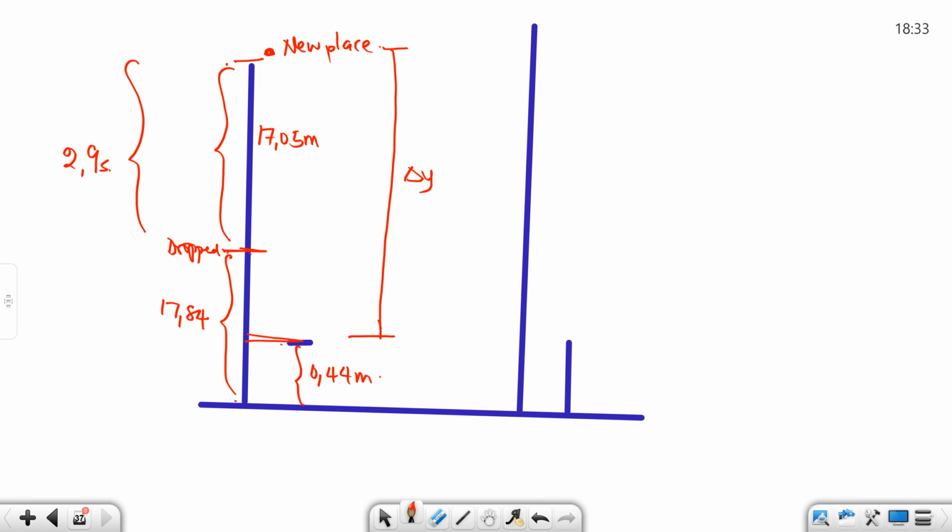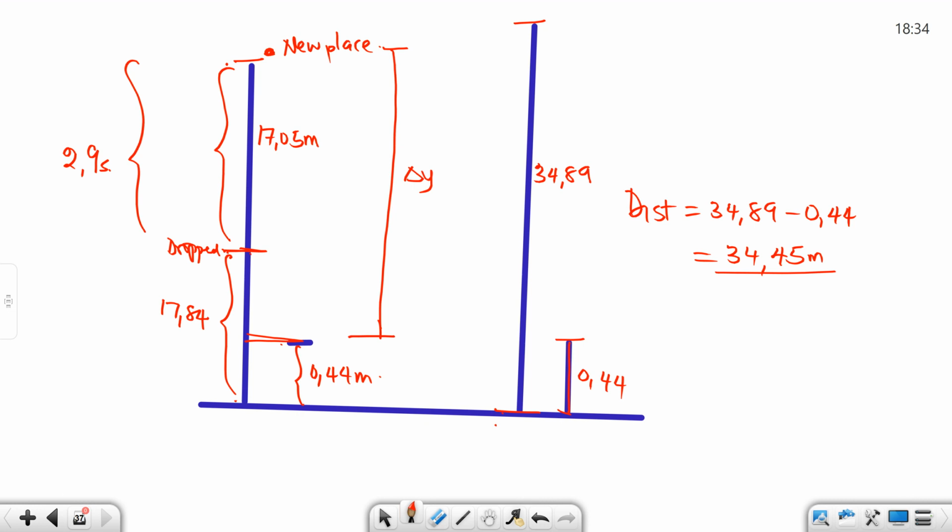17.84 plus 17.05. What would that give us? 34.89. Do you notice I am measuring from the same point, which is what? The ground. How high is this guy from the ground? 0.44. Now I can subtract, because I am measuring from the same point. So the distance is now what? 34.89 minus 0.44. What's your answer? 34.45 meters. Guys, don't just subtract if they are not from the same point of reference.